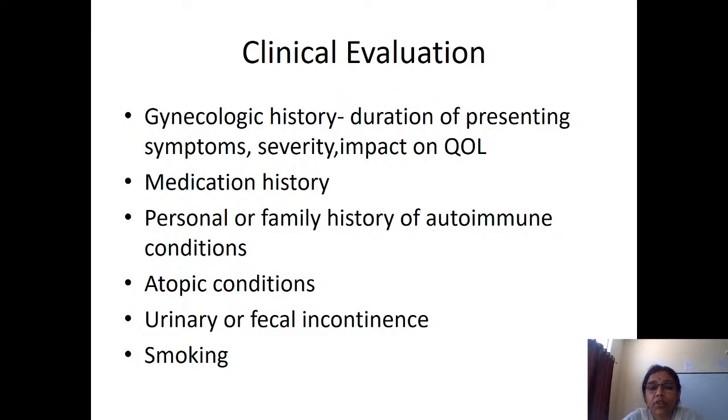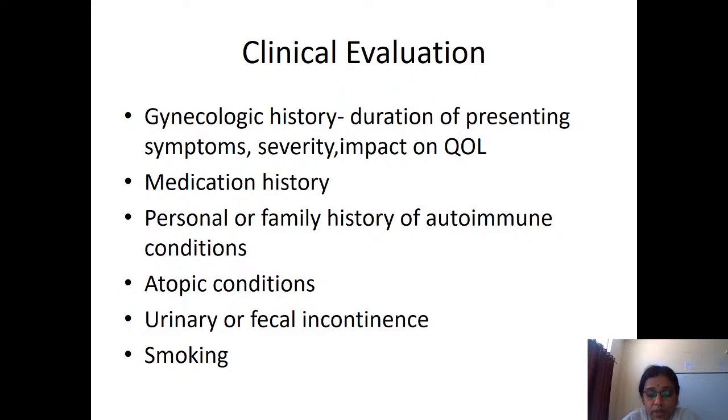ask them about the medication history, because a few of the medications might cause itching as well, or else because of her complaints the woman may be put on certain medication. So we need to even take the medication history, and then the personal or family history of certain autoimmune conditions, and whether she has a personal or family history of atopic conditions, and then whether she has any urinary incontinence or fecal incontinence, because again sometimes these could be the causes of her complaints.